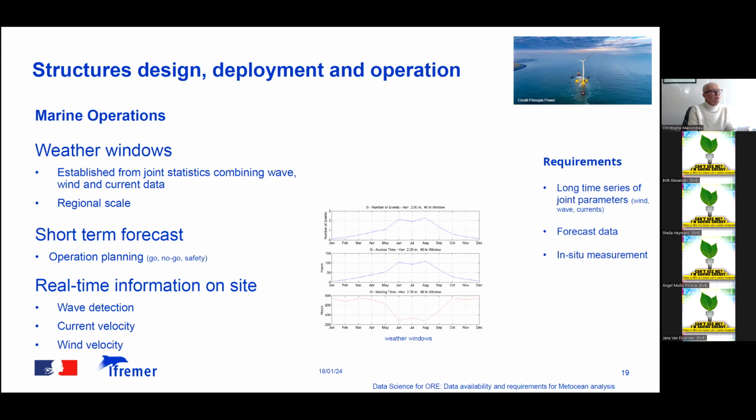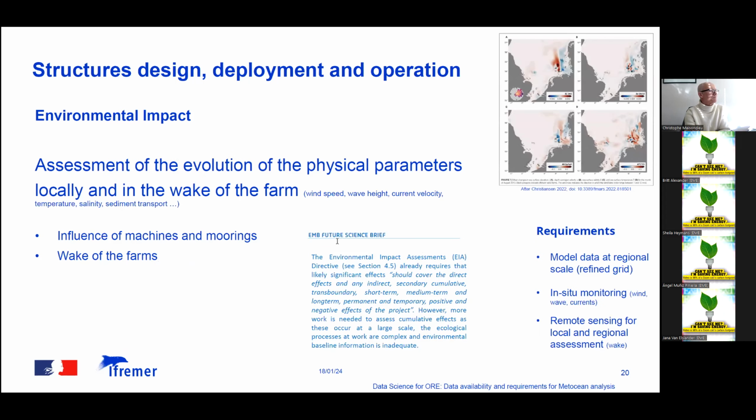We also require short-term forecasts for operation planning. This is really the last moment, go or no go, and also for safety reasons as well. And we will need on-site real-time information for conducting the operation in safe conditions. So this means wave detection, current velocity measurement, and wind velocity measurement. So for all this, we once again will need a long time series of the joint parameters for wind, waves, and current forecast data, and in situ measurement.